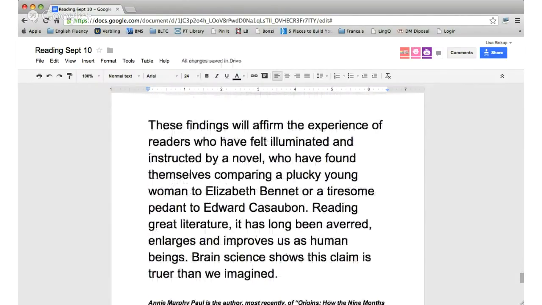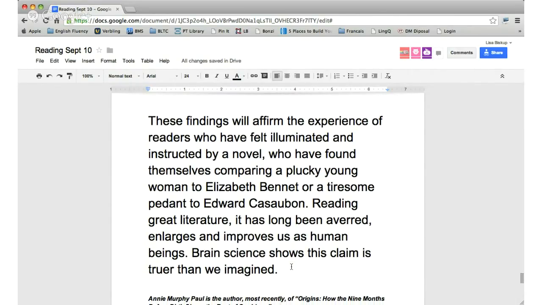These findings will affirm the experience of readers who have felt illuminated and instructed by a novel, who have found themselves comparing a plucky young woman to Elizabeth Bennet or a tiresome pedant to Edward Casaubon. Reading great literature, it has long been averred, enlarges and improves us as human beings. Brain science shows this claim is truer than we imagined.